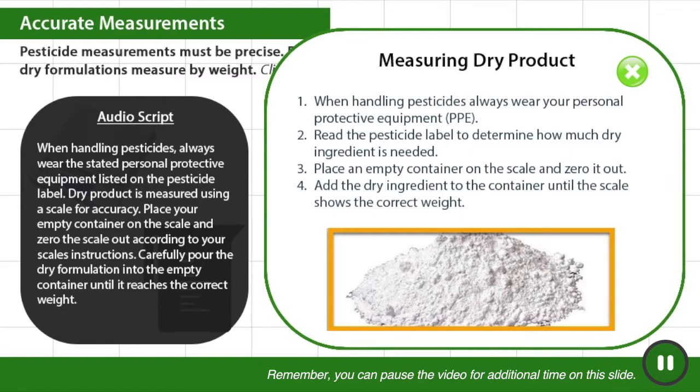Dry product is measured using a scale for accuracy. Place your empty container on the scale and zero the scale out according to your instructions. Carefully pour the dry formulation into the empty container until it reaches the correct weight.